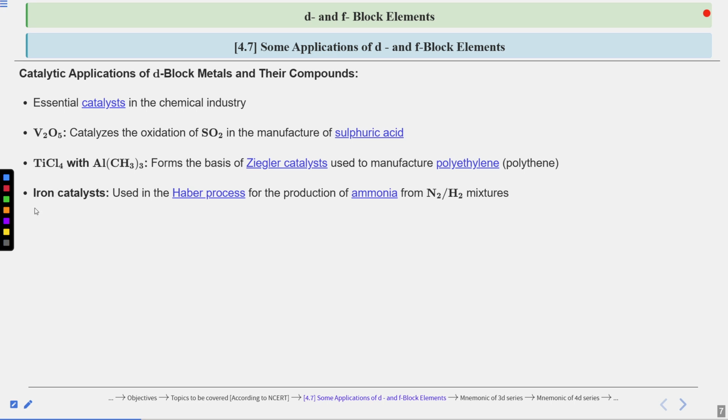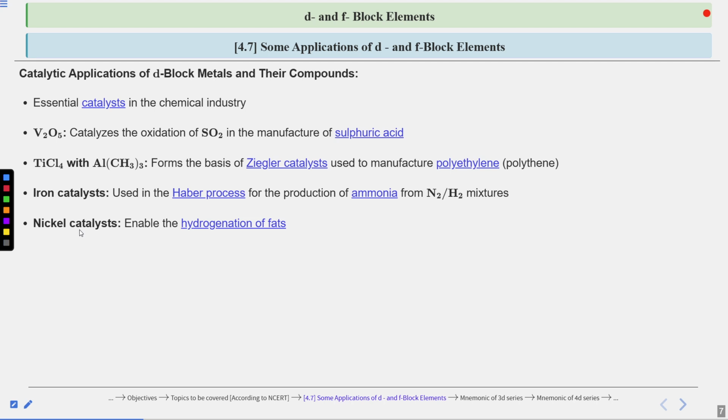Iron catalyst. Iron is also an element from the D block. Iron catalyst is used in the Haber process for the production of ammonia from an N2 and H2 mixture. The Haber process is a named process for the preparation of ammonia from an N2 and H2 mixture. In this process, the catalyst used is iron, which increases the speed of the reaction to get more production of ammonia.